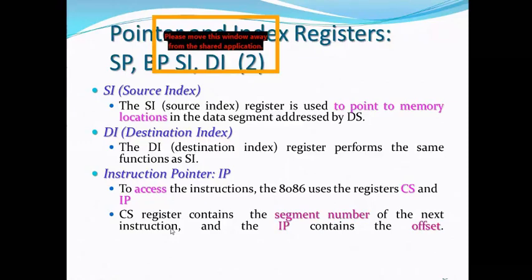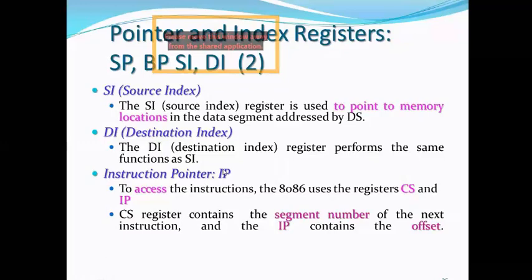Segment plus offset together we are going to call the logical address. So you should know that the instruction pointer is basically responsible for keeping the offset into the memory. Is that clear? And the code segment is holding the segment number of the next instruction that is going to be processed by the microprocessor.